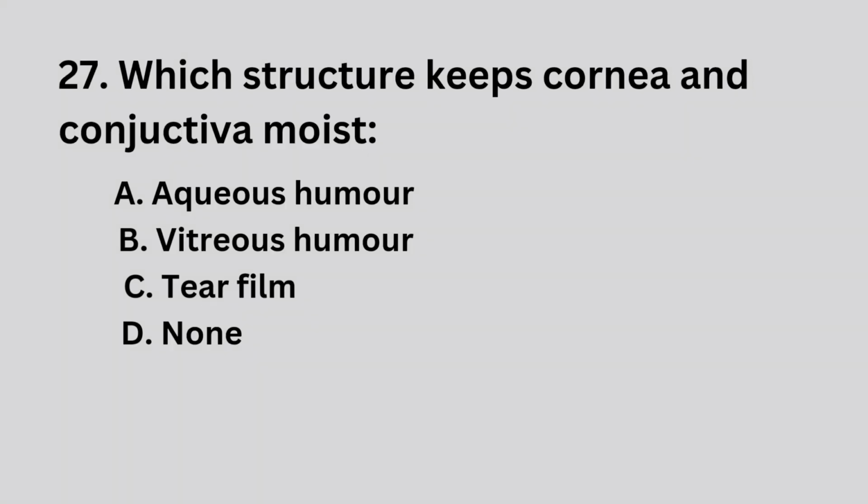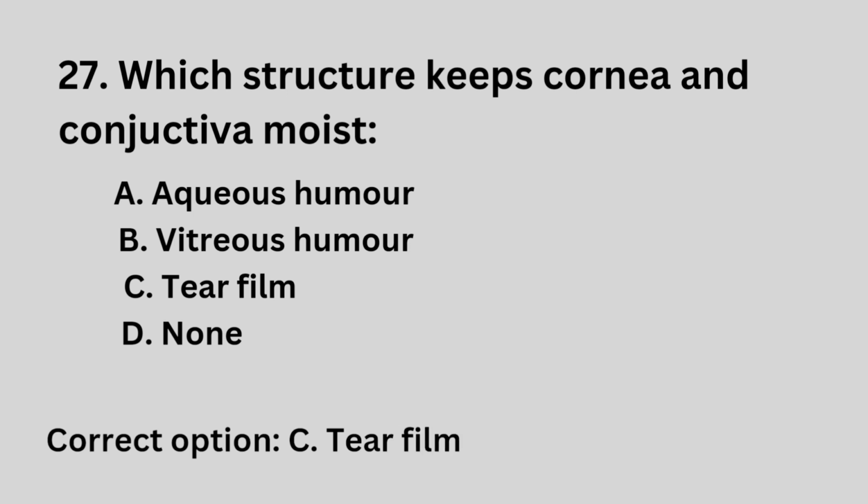Next question. Which structure keeps cornea and conjunctiva moist? Option A aqueous humor, option B vitreous humor, option C tear film, and option D none of them. The correct option for the question is option C tear film.